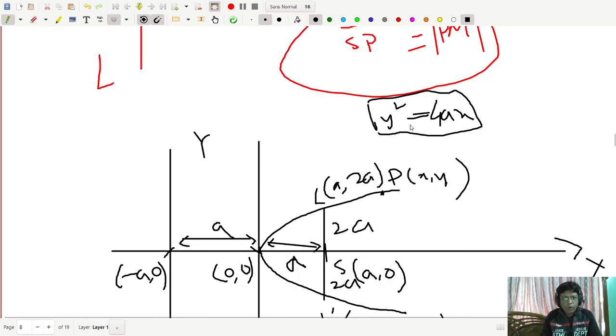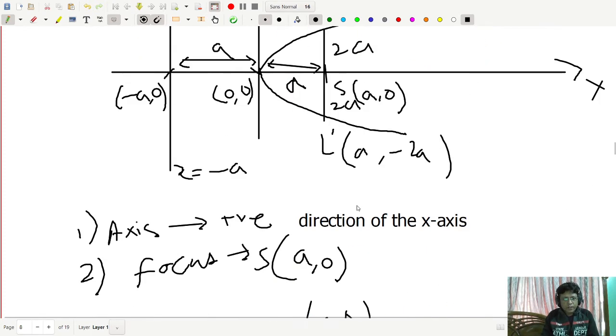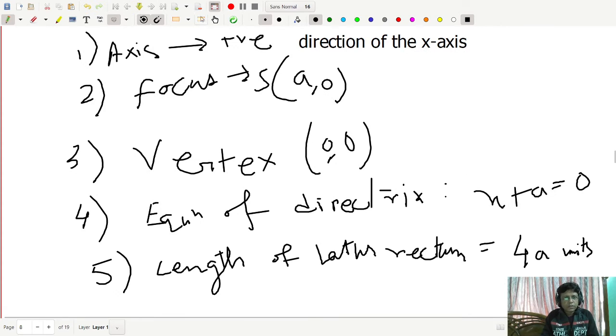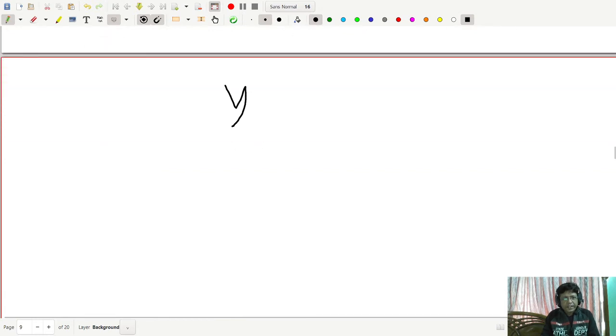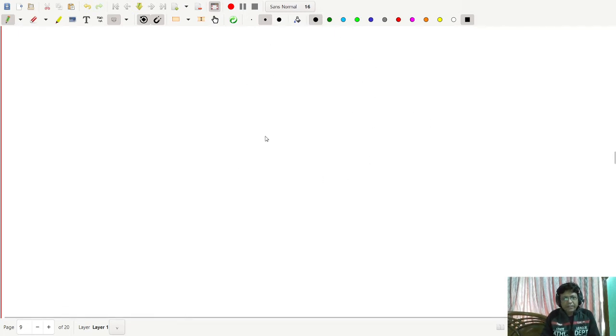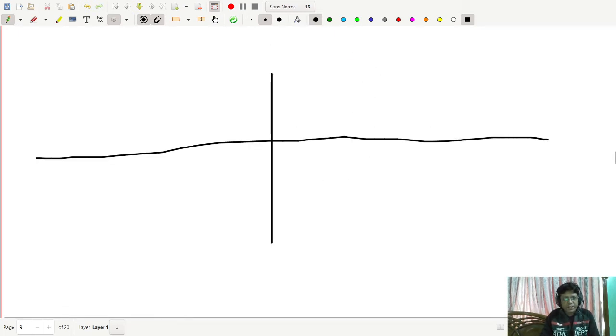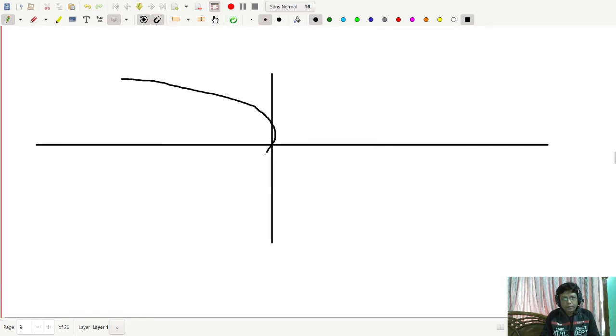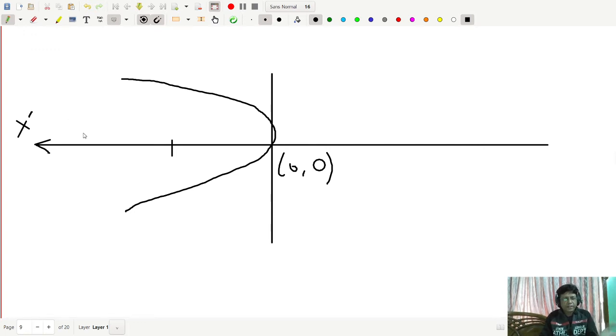The first type of parabola is y square equal to 4ax. The second type is y square equal to minus 4ax. That means its direction will be the negative direction of the x-axis. So look at that, this is the parabola. The vertex will be (0, 0), but you have the focus in the negative direction of the x-axis. So focus will be (minus a, 0), right?